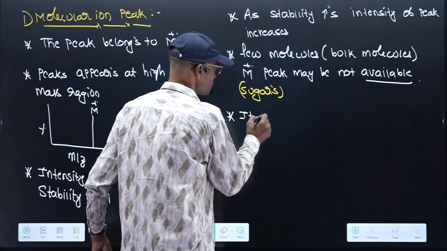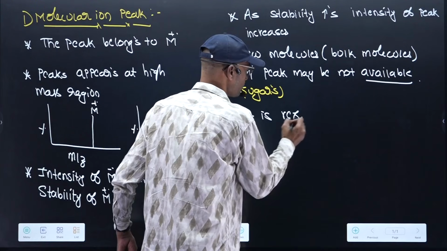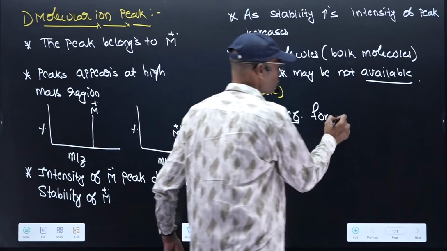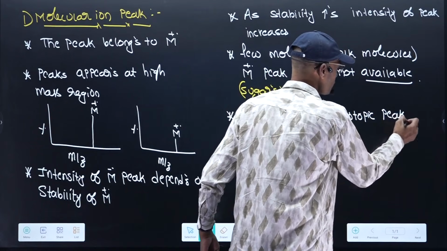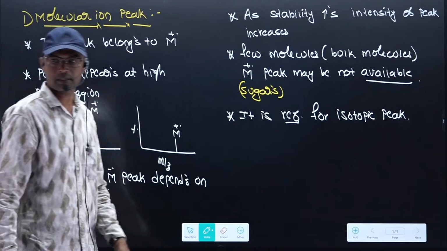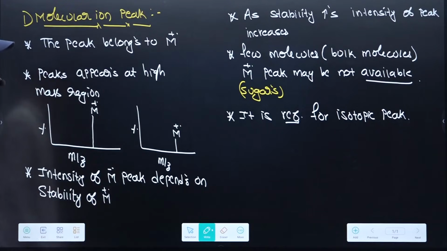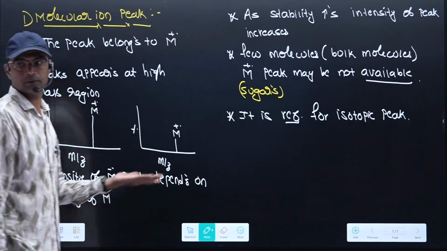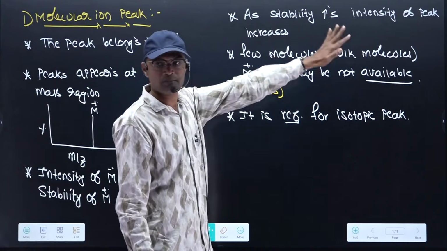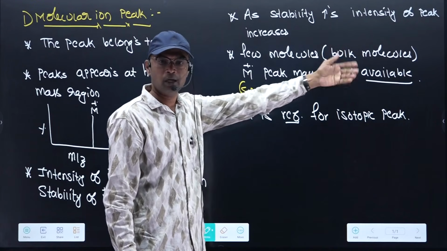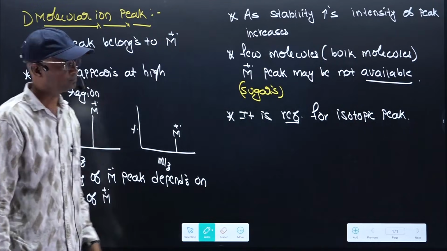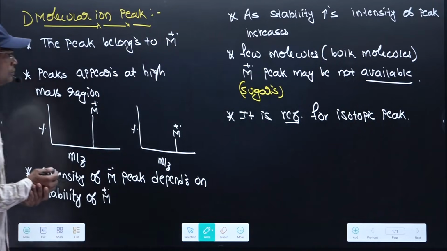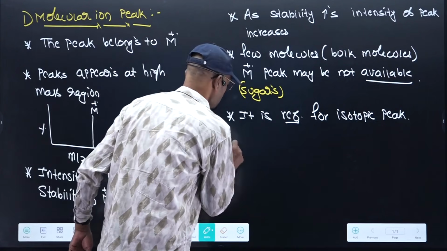Especially, it is a reference for isotopic peaks. These statement questions are given in exams, mostly the GATE exam. It is a reference for isotopic peaks. If you want to identify isotopic peaks, what is the reference? The molecular ion. Because after the molecular ion, any peaks that come are almost all isotopic peaks only. So that's why it is a reference for isotopic peaks.